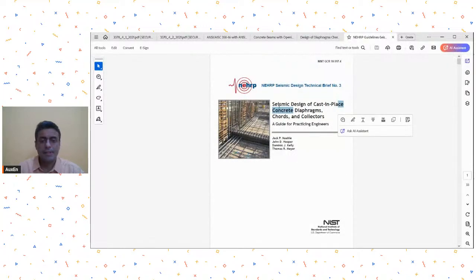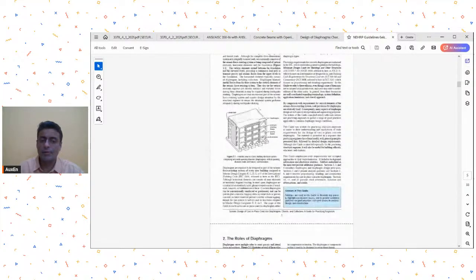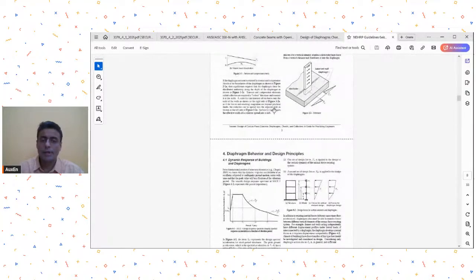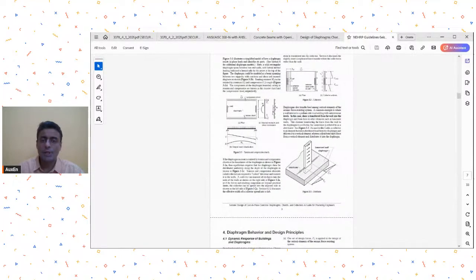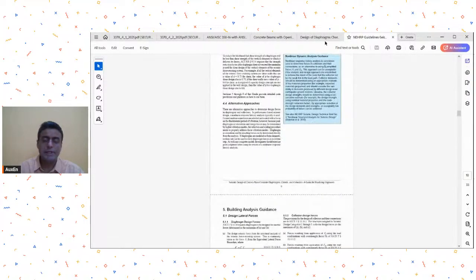NEHRP seismic design of cast in place concrete diaphragms, chords, and collectors. Although it is only for seismic forces, remember any type of lateral force, if it has to be transferred to vertical elements, you need to take care of the design of chords and collectors. So, although the title would suggest that it is only for earthquake forces, it is for all types of lateral forces. You need to take this into account.